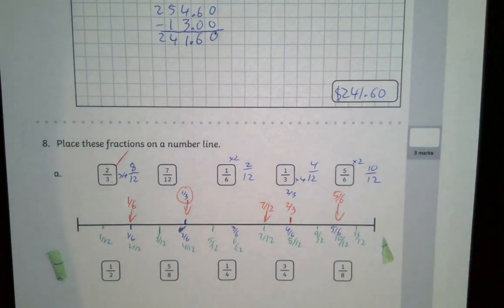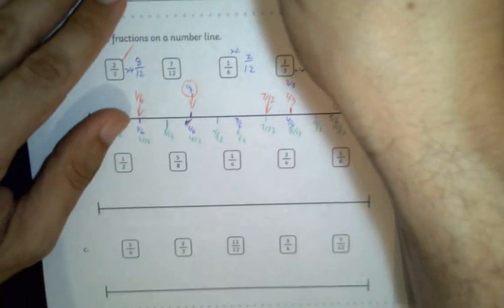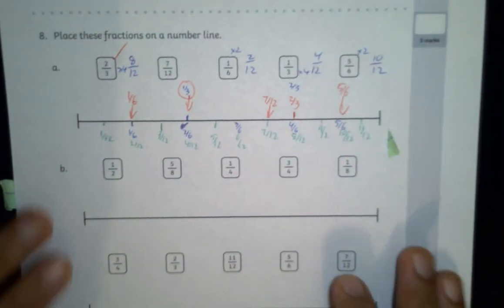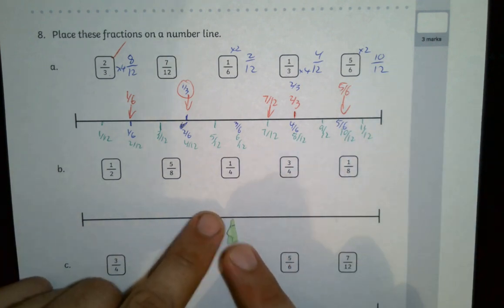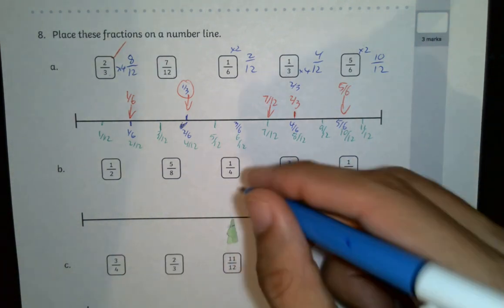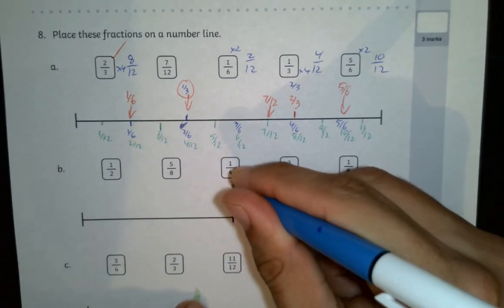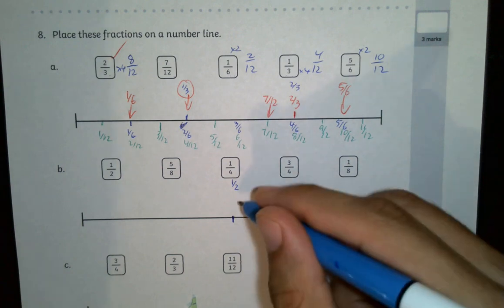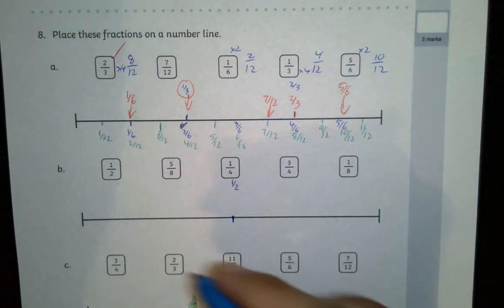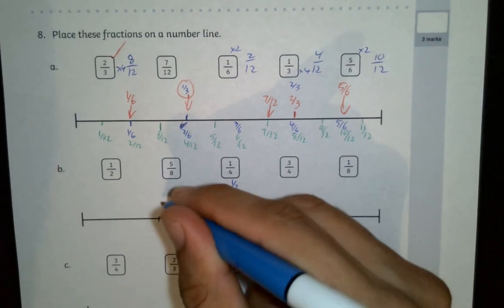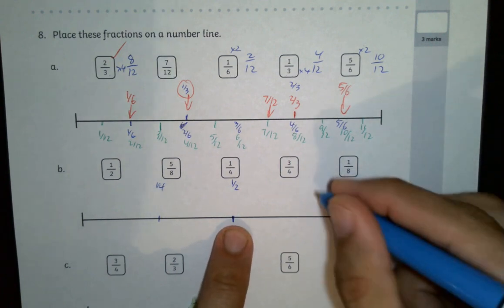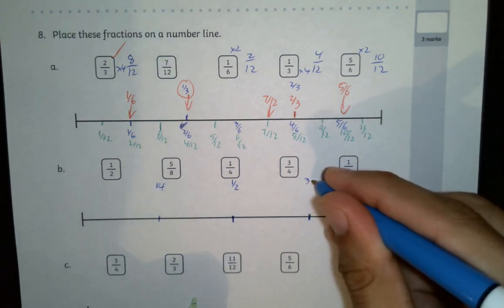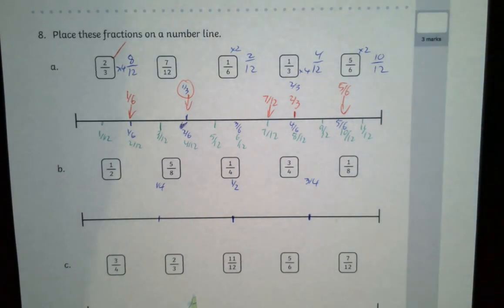Should be easy enough. Next one is even easier because you've got easier numbers, 2, 4, and 8. So I'll put my little marker here. I want to cut it in half. Something like that is about half. So that's the halfway mark. Half of the halfway mark is going to be 1/4. And halfway between a half and the end will be 3/4. Should be easy enough so far.